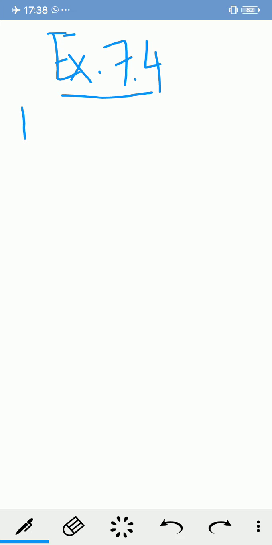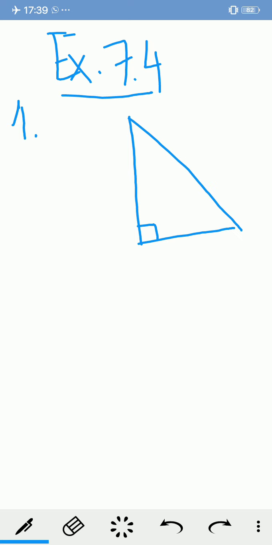Question number 1 says, show that in a right angled triangle, the hypotenuse is the longest side. We are given a right angled triangle. Let us say this is a right angled triangle which is given. Let's name it A, B, and C.